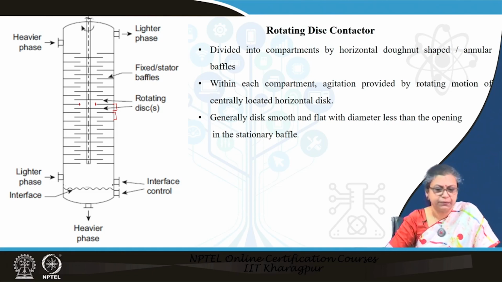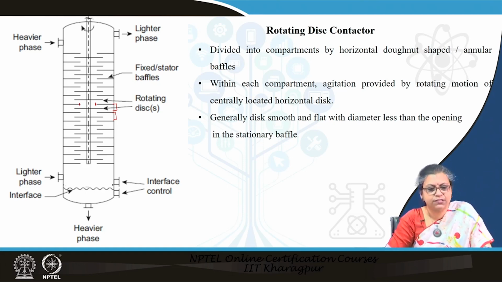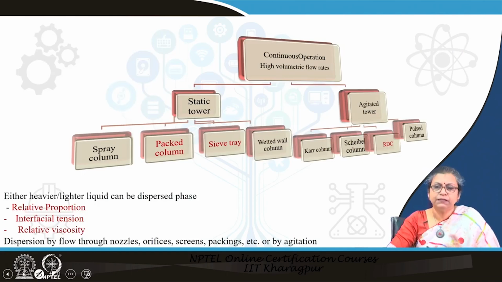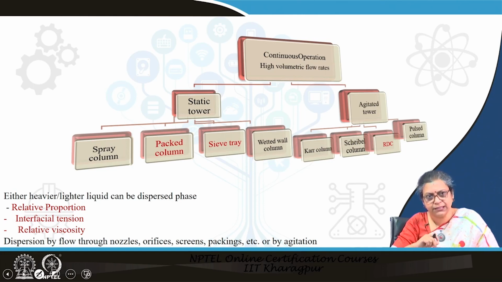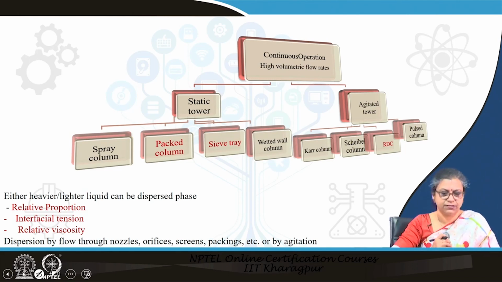And therefore, for lubricating oil extraction using furfural, we use this type of rotating disc contactor very frequently. Now, as I have mentioned to you, for continuous operation columns, be it static or agitated, there is a heavier phase and a lighter phase. The heavier phase comes down, the lighter phase rises up, and one of them is going to be dispersed as droplets into the other. For this dispersion, we can use nozzles, orifices, screens, etc., and we can also enhance this dispersion by means of agitators.